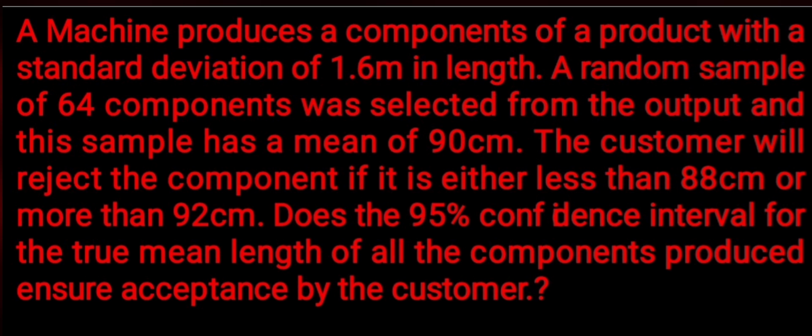Now the question is, does the 95% confidence interval for the true mean length of all the components produced ensure acceptance by the customer? That is, at 95% confidence interval, will the customer accept the component produced? You understand? That is, will the customer accept the mean length of the component produced? Please, I want to note the parameters that we are given in the question, okay?